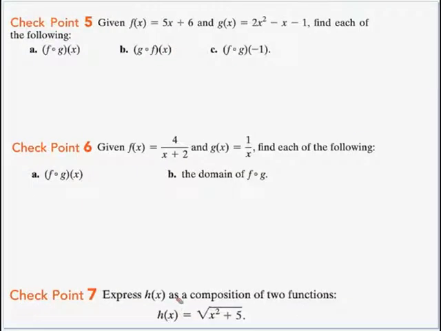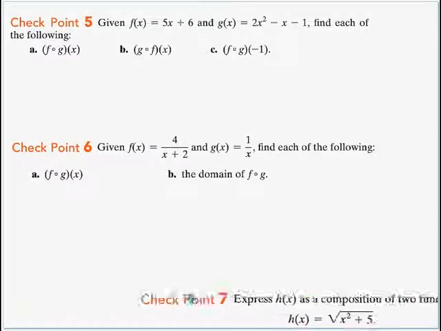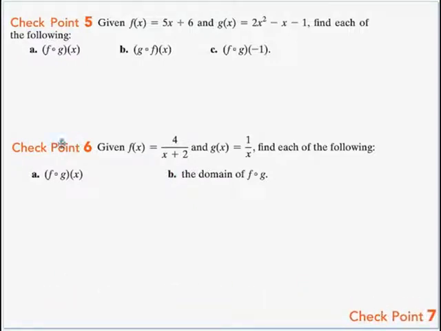All right, here are 3 practice problems for you, checkpoints 5, 6, and 7. The first is to compose them and then evaluate here at negative 1. Number 6 is just like example 6: find f of g of x and determine its domain. The last one is to decompose the functions. So pause the video, try the problems, and then check your answers.